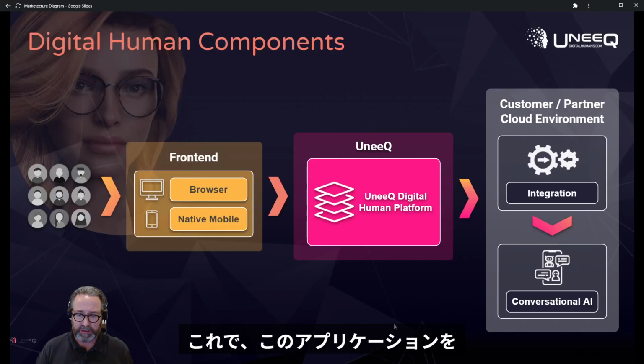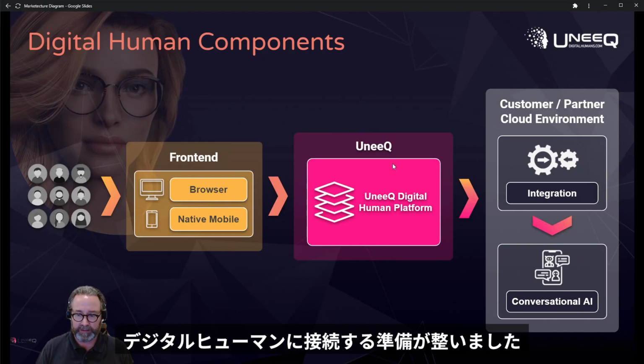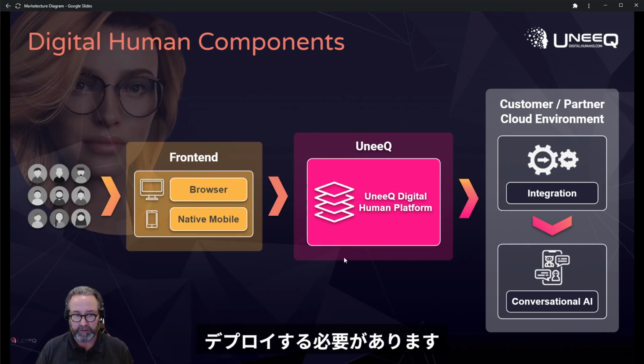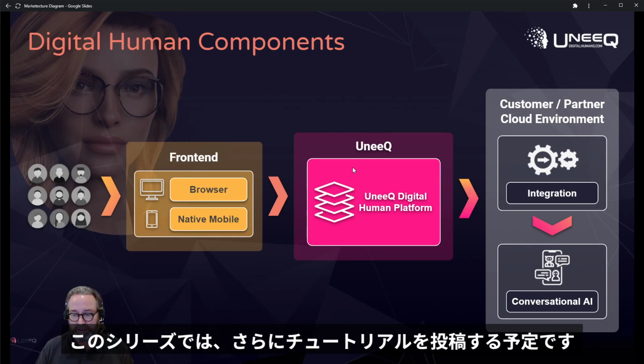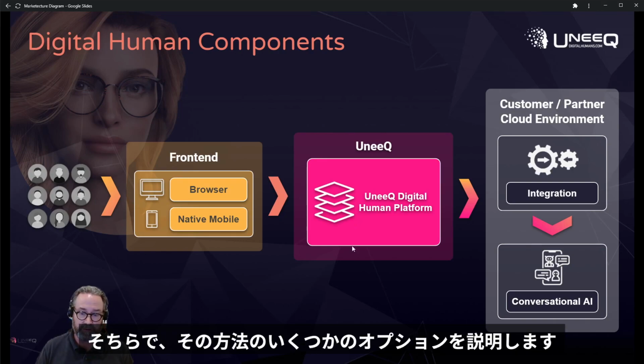So this application is now ready for me to connect to a digital human. For that, I'm going to need to deploy it so that the interface can be reached from Unique. So that's the next step. I'll be posting more tutorials in this series that will show you some options for how to do this.